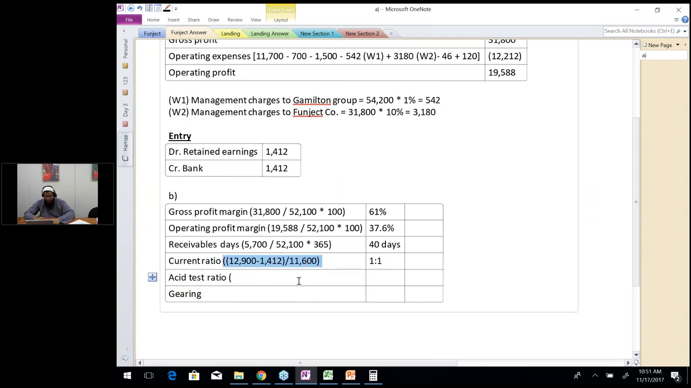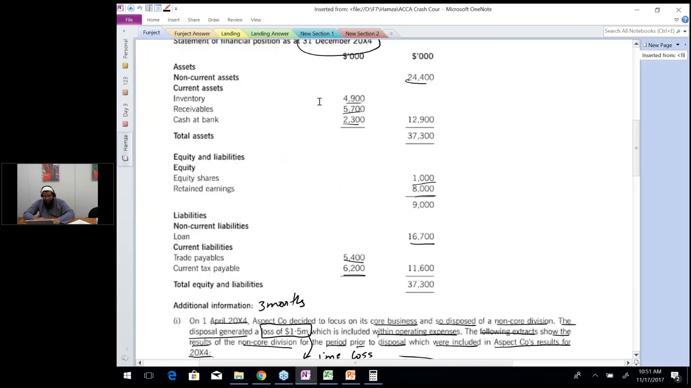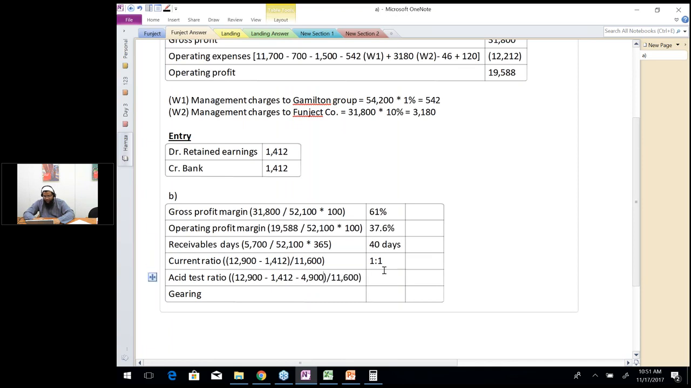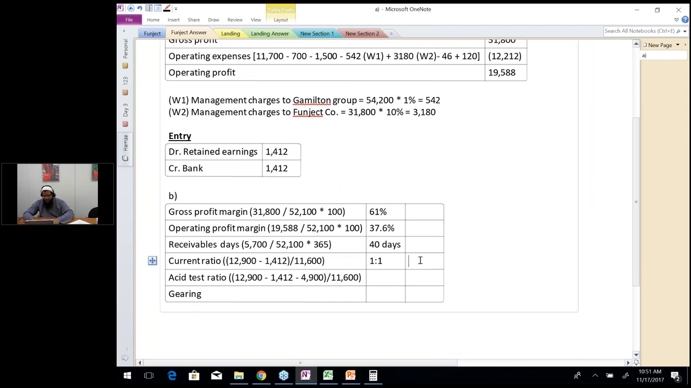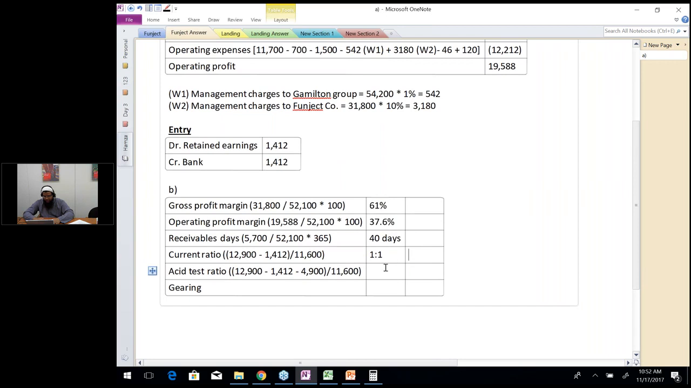And for the asset test ratio, I'm going to copy this and paste this. The only difference is that I'm going to deduct the amount of the inventory, because the quick ratio is the amount excluding the inventory. So let's check the amount of the inventory in the balance sheet, and it is 4,900. So I'm actually going to deduct 4,900 from this. So the value is going to be 12,900 minus 1,412 minus 4,900. These are the current assets excluding the inventory divided by 11,600. So this is approximately 0.55 times. So I would say 0.6:1. And I actually have to cut this value and paste it over here.